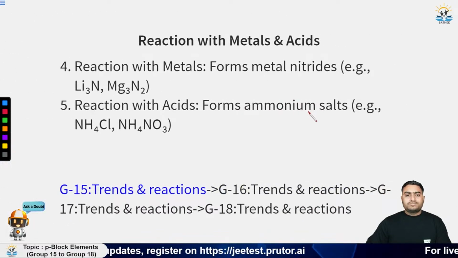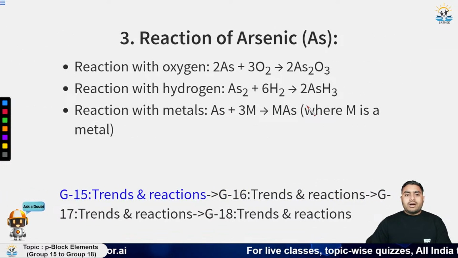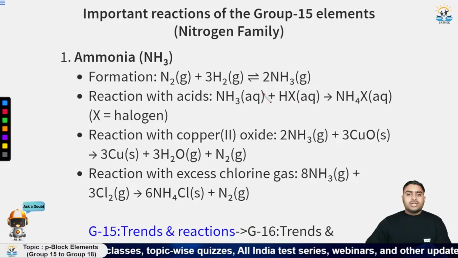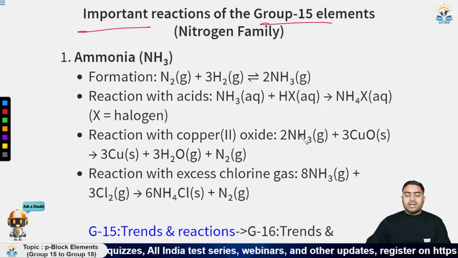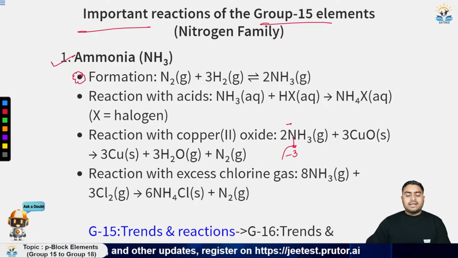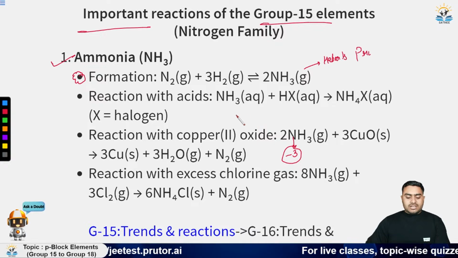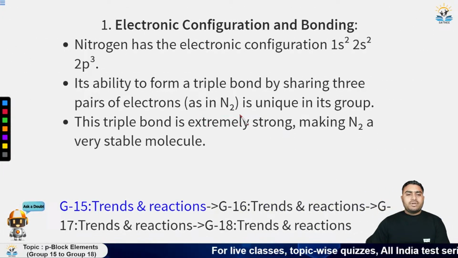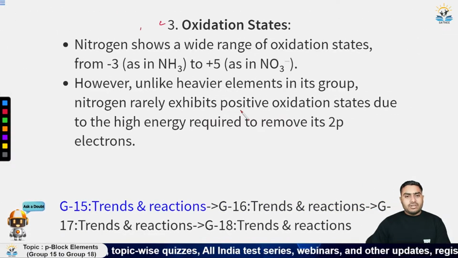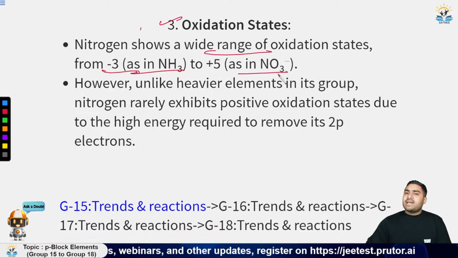I want to show you here again in the reaction part. Ammonia is NH3, PH3 is phosphine. So you can see here in ammonia, nitrogen oxidation state is -3, not +3. I hope this is clear. So let's move to the next point. We have discussed electronic configuration and bonding, size and electronegativity, and now we are discussing oxidation state: -3 as in NH3 to +5 as in NO3 negative.